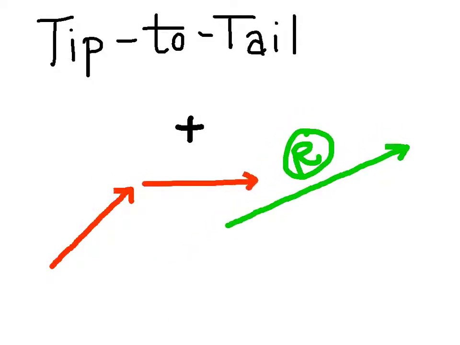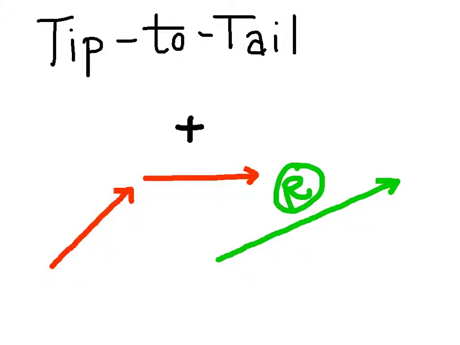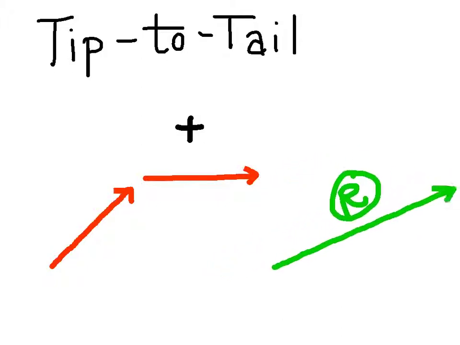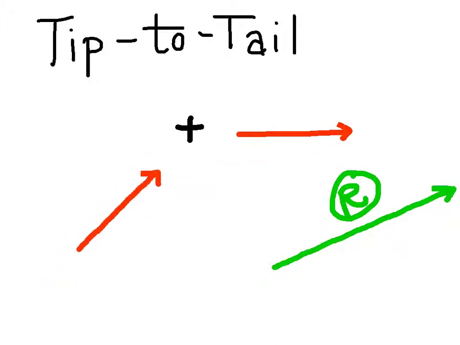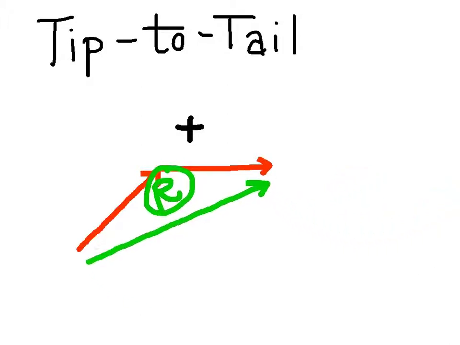Another thing that's important for you to realize is that this resultant vector is not a third vector. It's just the result of these two vectors coming together, falling in love, adding tip to tail, and making a baby.